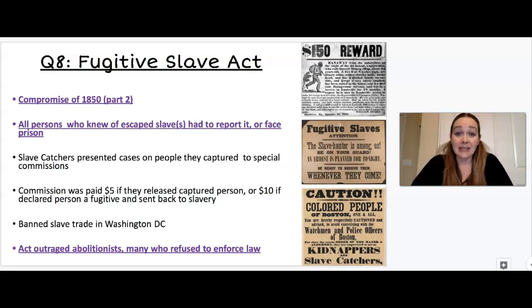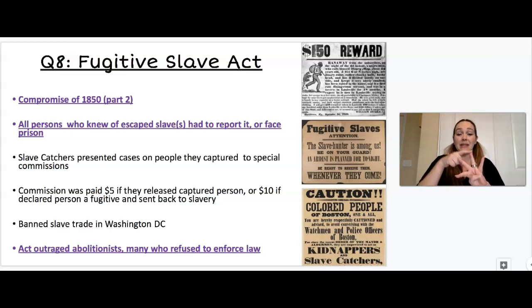Okay, so Washington, D.C., right? No more slave auctions or slave trading happening in the capital. All right, so the Compromise of 1850 kind of has four pieces. California becomes a free state. The rest of the Mexican cessions are divided into two territories that each get to vote, or use popular sovereignty, to decide if they want to be slave or free.